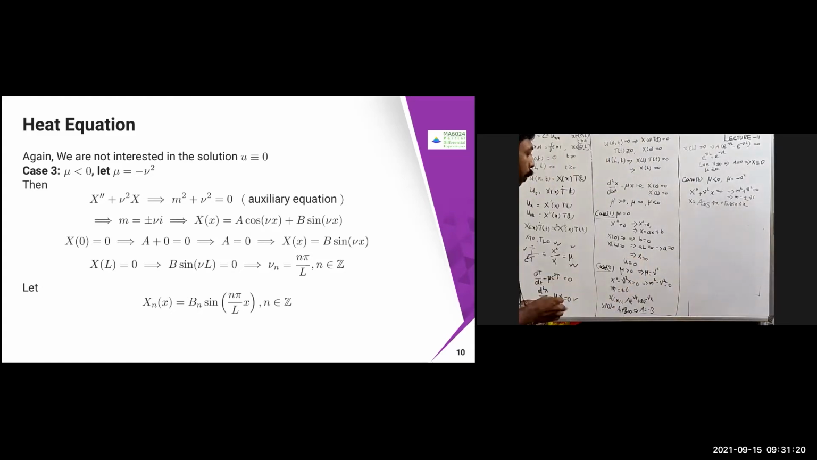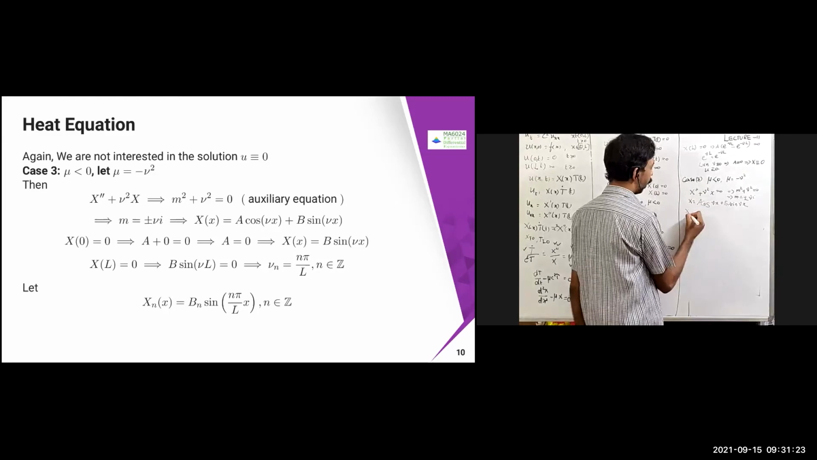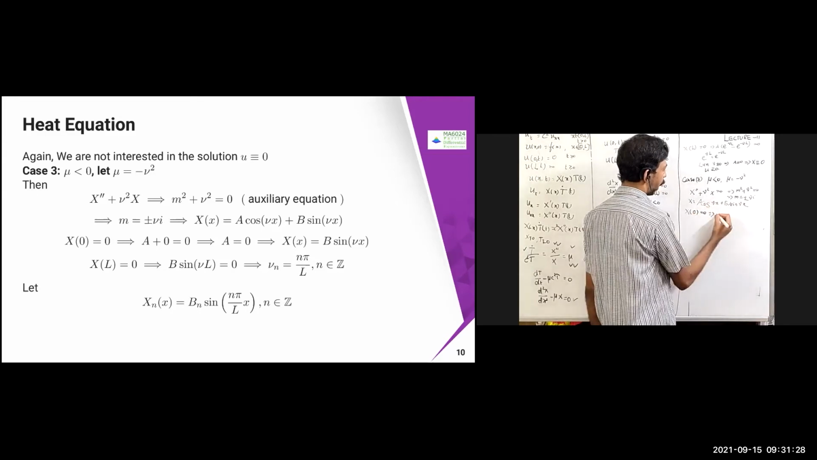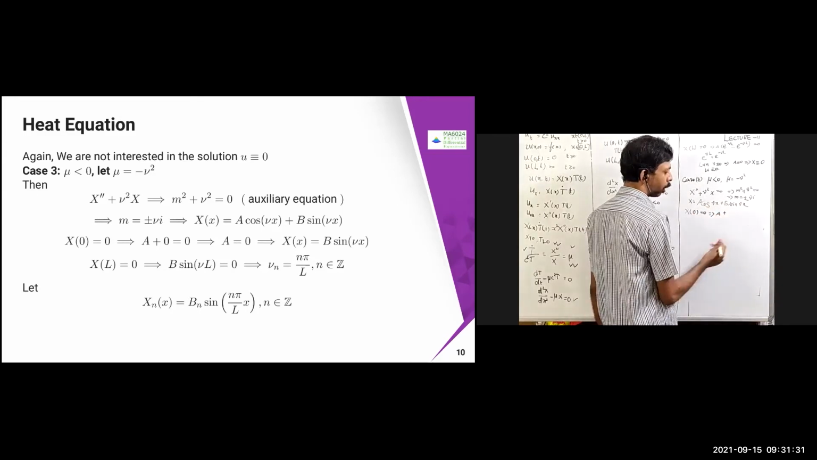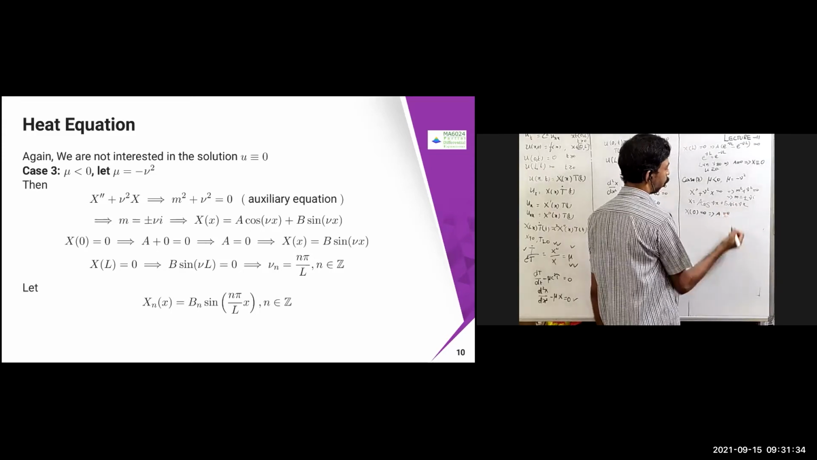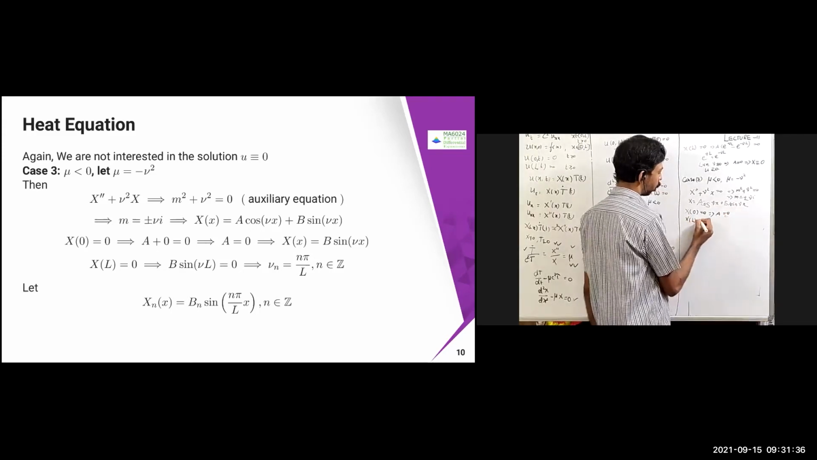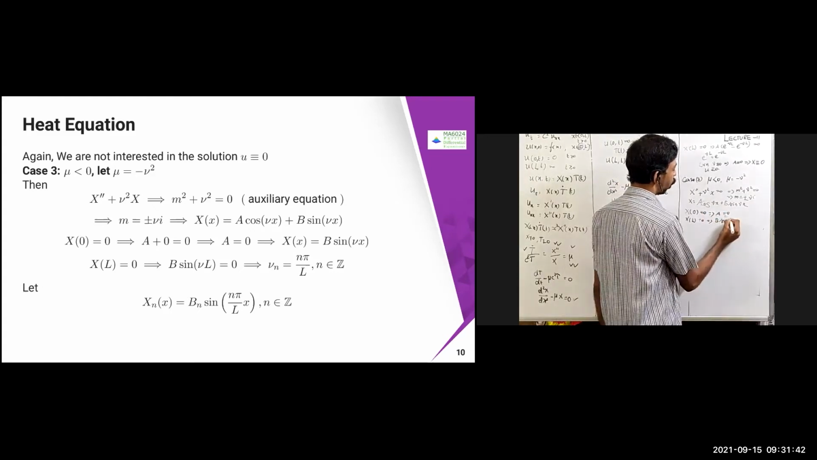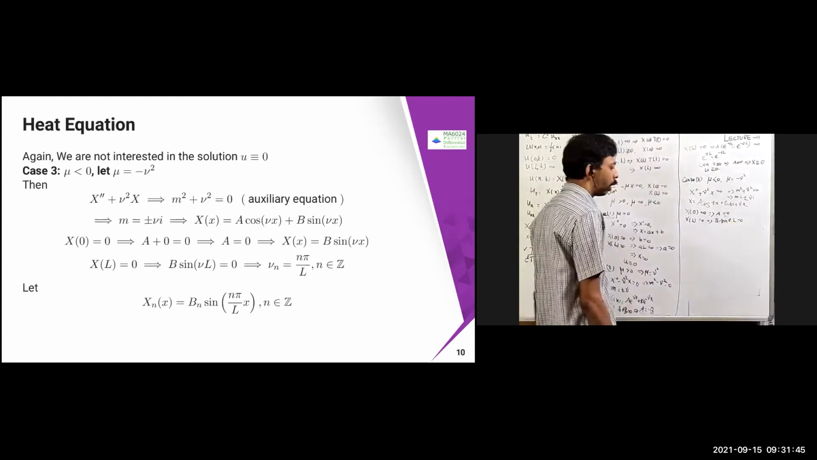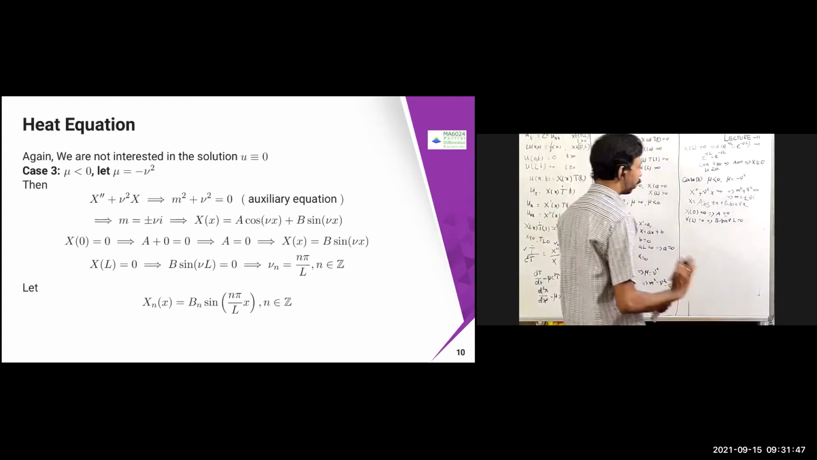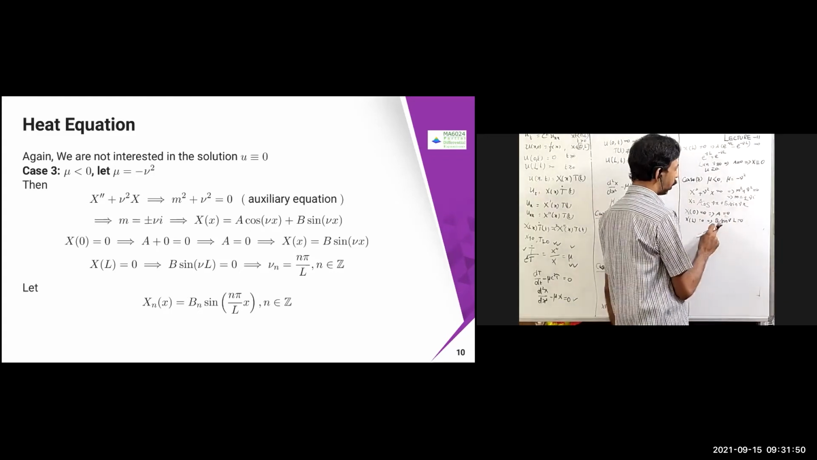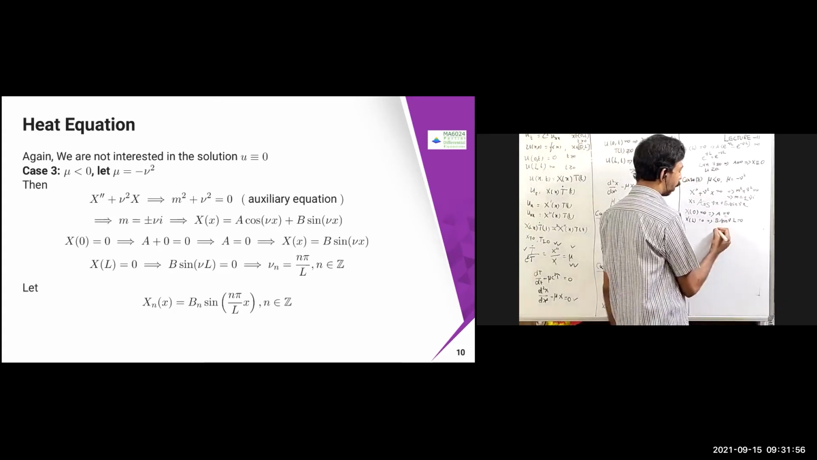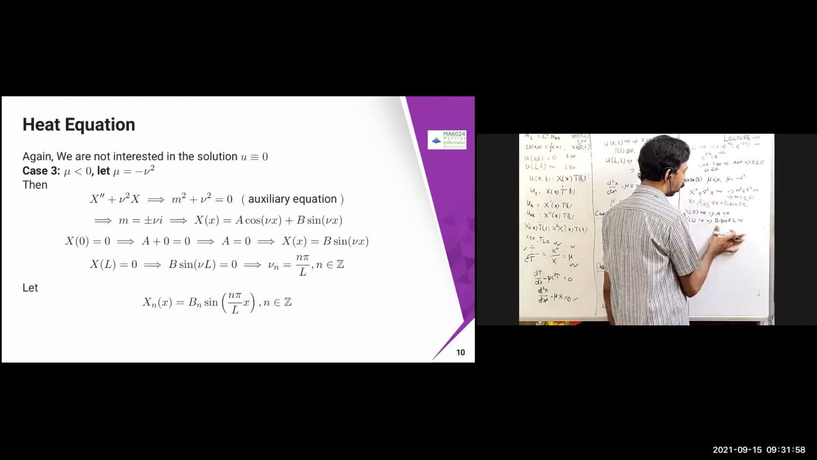Again apply the condition x of 0 equal to 0. This is going to imply A into cos 0, so A plus the sine part, which is going to become 0, therefore A equal to 0. Now x of L equal to 0 implies, already A is 0, only this part is there, B sin νL equal to 0. Either B equal to 0, and if B equal to 0, automatically I'm going to get a trivial solution. Otherwise, I can have sin νL equal to 0.